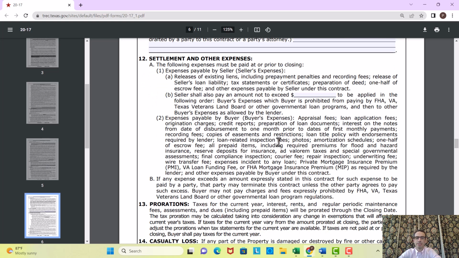Settlement and other expenses, seller shall also pay. Sometimes you'll see a buyer that doesn't have much cash where the seller's kicking in some money to pay for closing expenses. So that may go there, especially in buyer-friendly markets. You see that a lot.